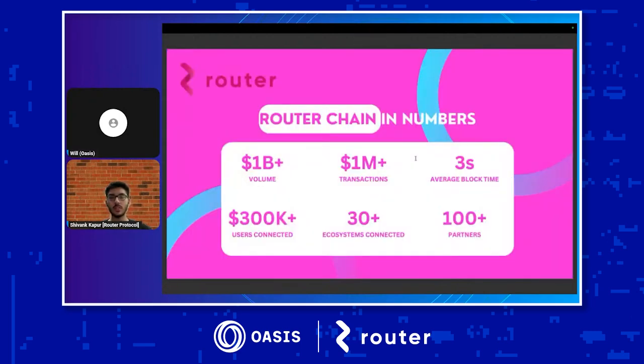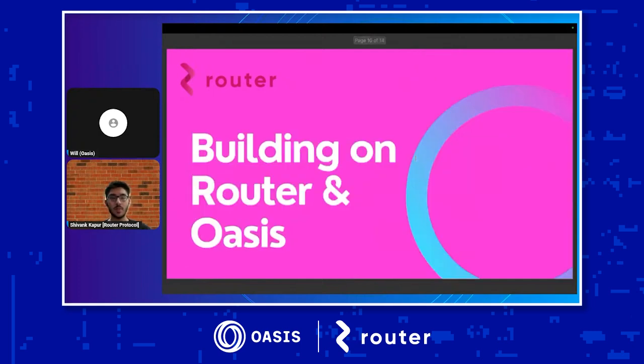Talking about some of the statistics of Router Chain, we have more than 1 billion in volume. We have more than $1 million worth of transactions, and the average block time for Router Chain is 3 seconds. More than 300 users have been connected on the platform, and we have more than 30 ecosystems as well as 100 plus partners.